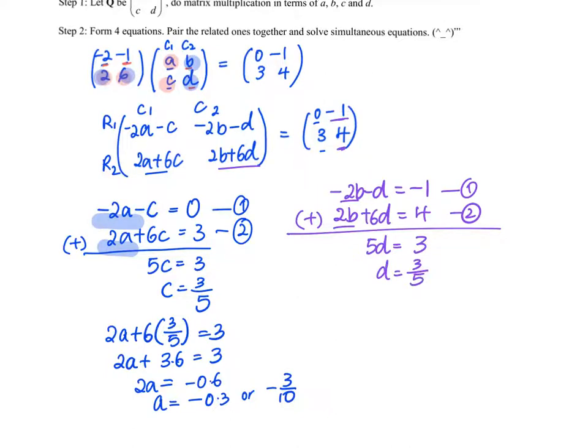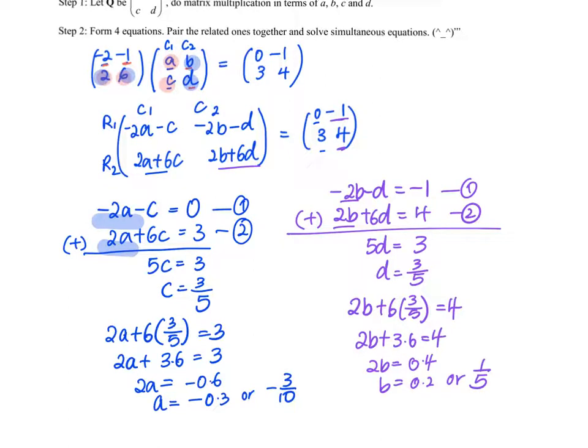So if I were to substitute similarly into my equation, 2b plus 6d, where d is 3 over 5, equal to the number 4, I will have 2b plus 3.6 equal to 4, 2b equals to, and we find b. So this will be the answer for b. So now the question is asking us to find a, b, c, d. We have found all the 4 answers. Have you gotten the concept?